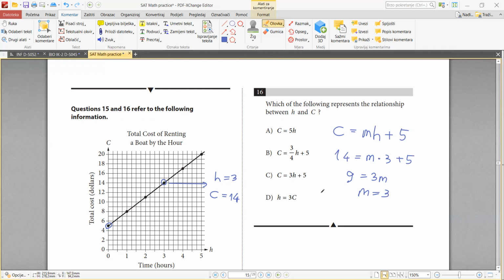So relationship between H and C would be C equals 3H plus 5, and the answer is C.